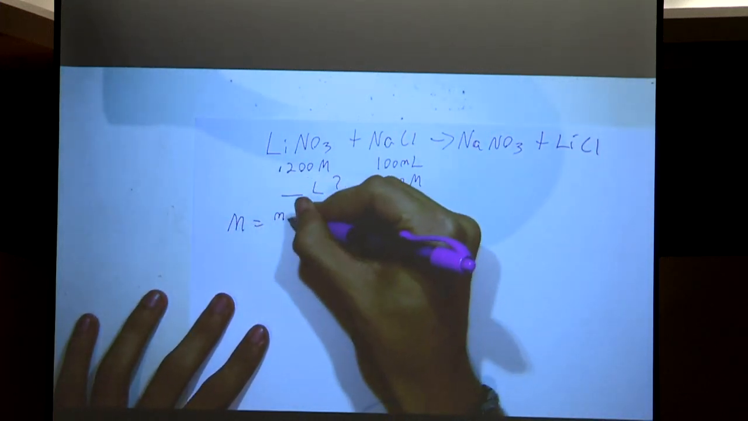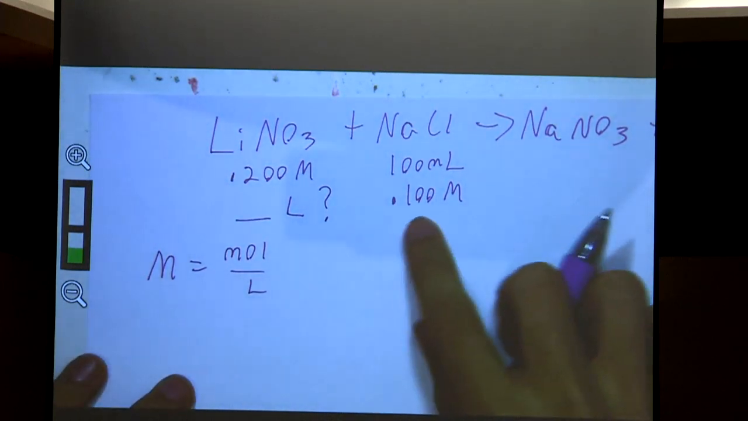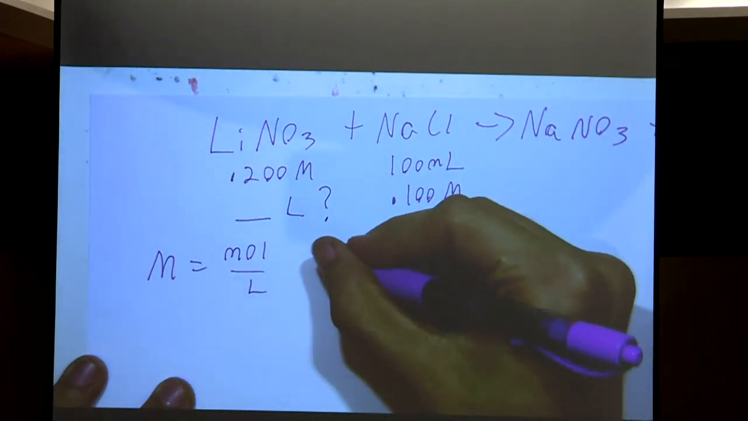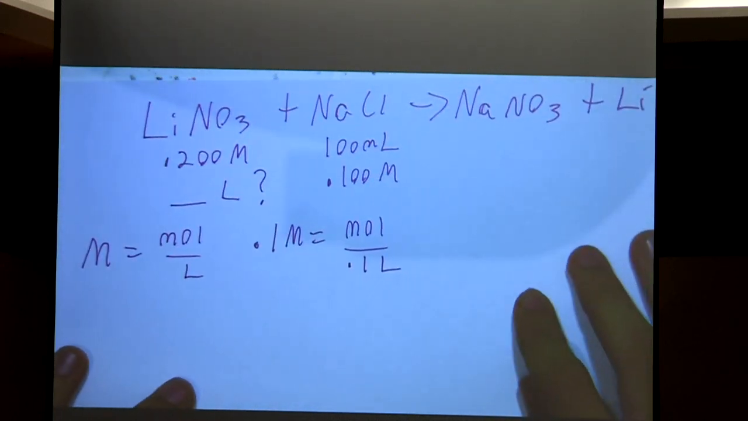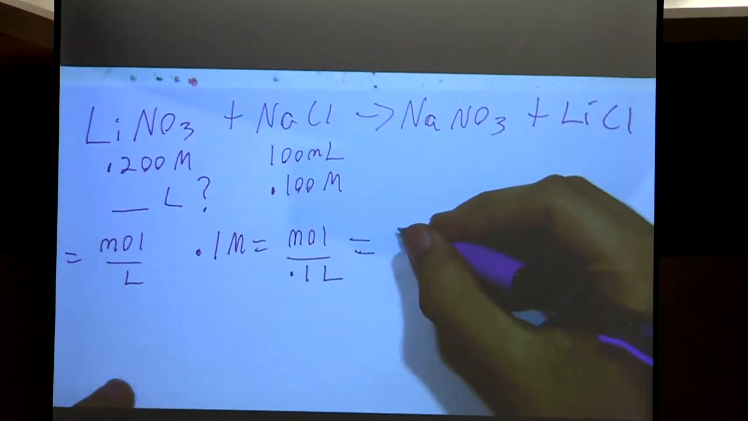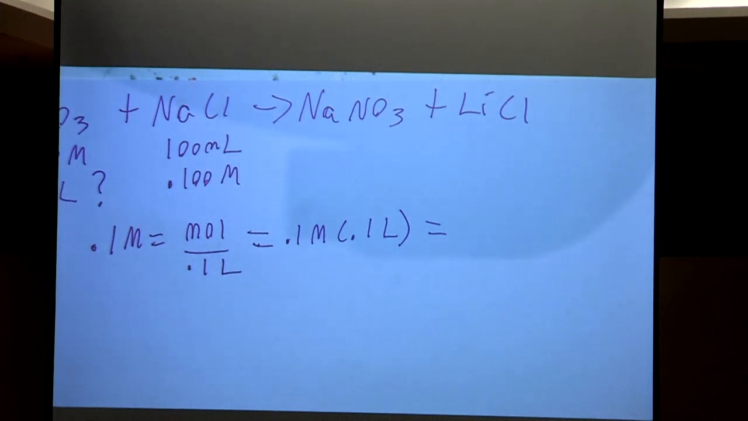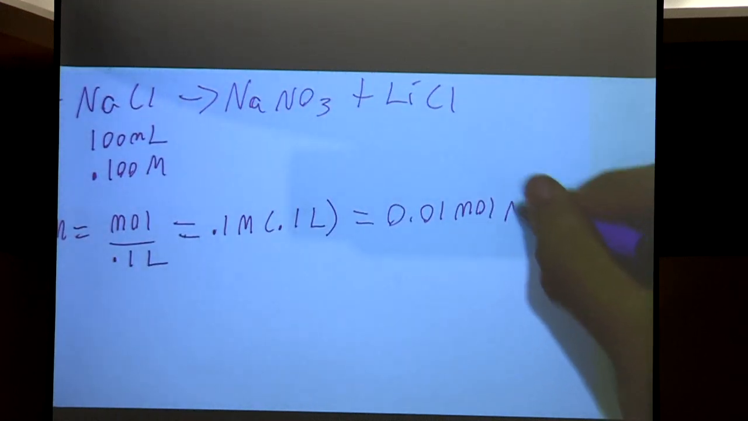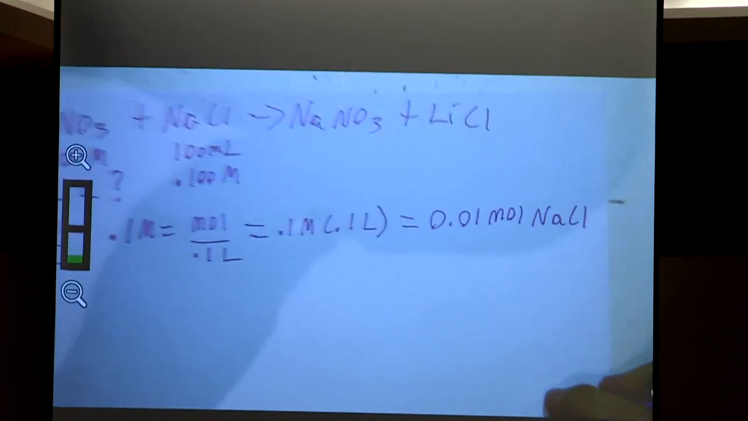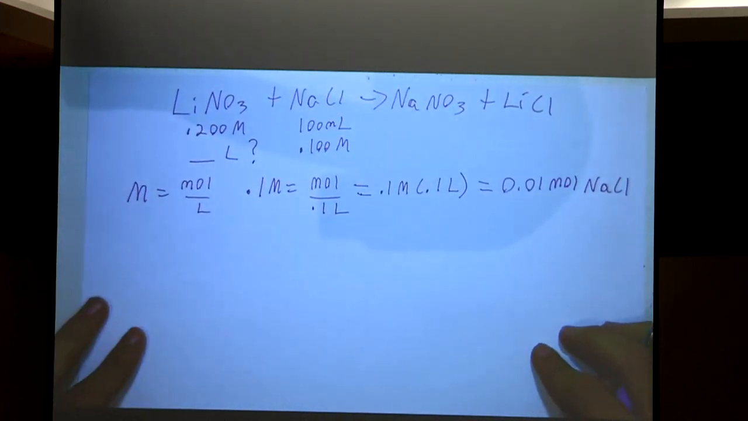So M is moles over liters. I've got 0.1 molar and 0.1 liters. So 0.1 molar is moles over 0.1 liters. So that means I've got 0.1 times 0.1, which is 0.01. That's how many moles I have of NaCl. So because it's 1-to-1, I can also say that I have 0.01 moles of lithium nitrate.